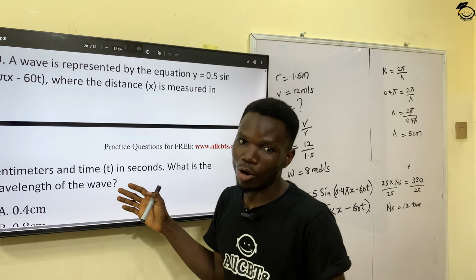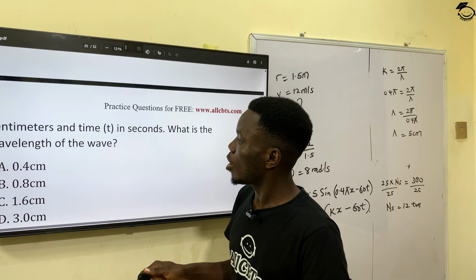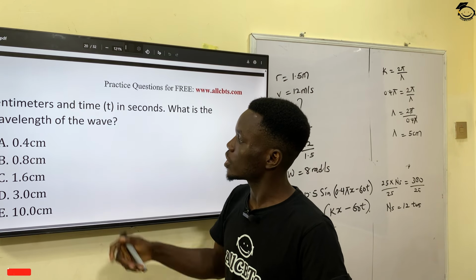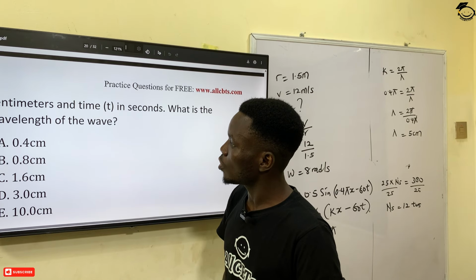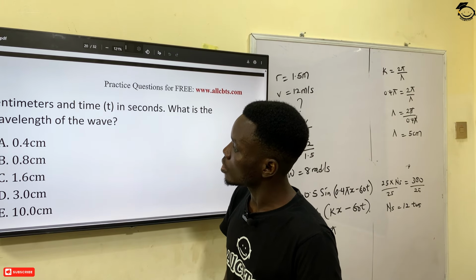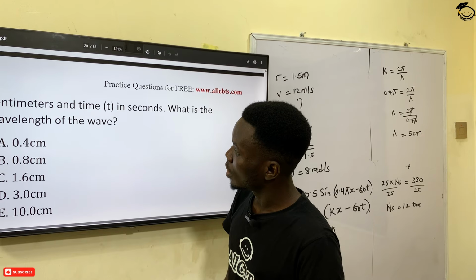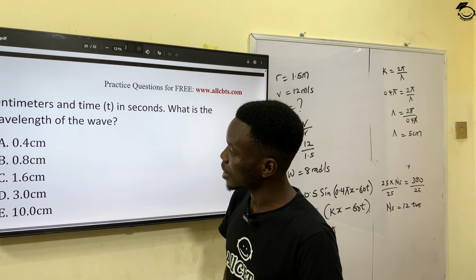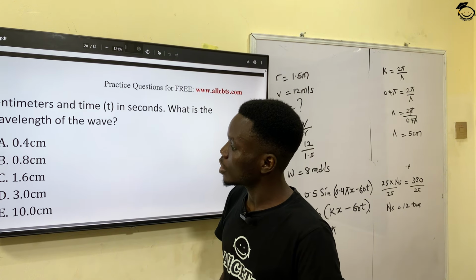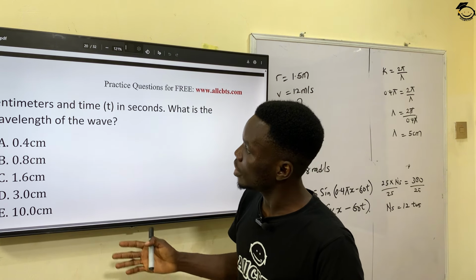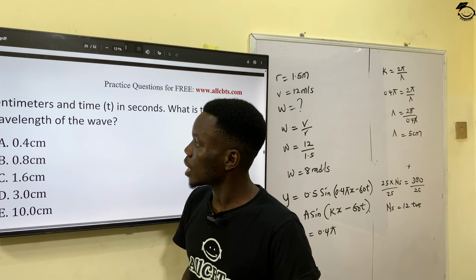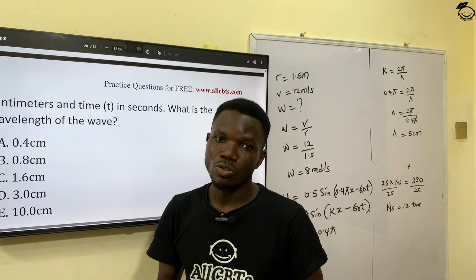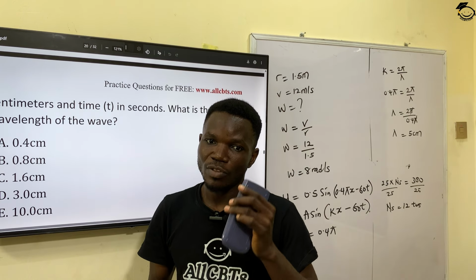So let's look at our options. Option A says we have 0.4 centimeters. Option B says we have 0.8 centimeters. Option C says we have 1.6 centimeters. Option D says we have 3 centimeters. And option E says we have 10 centimeters. I believe that these particular options are typographical errors. So the correct answer is 5 centimeters.